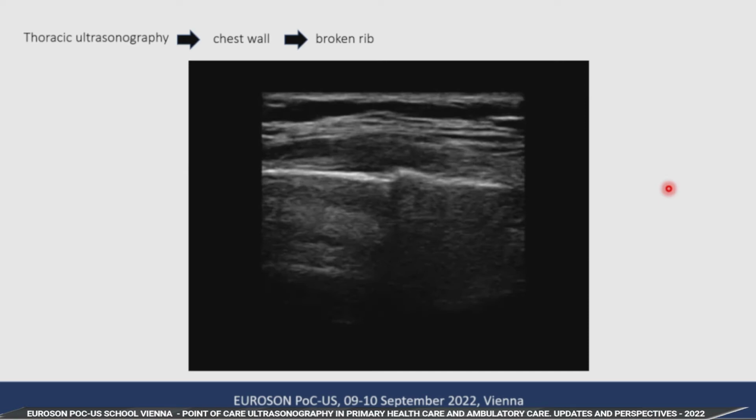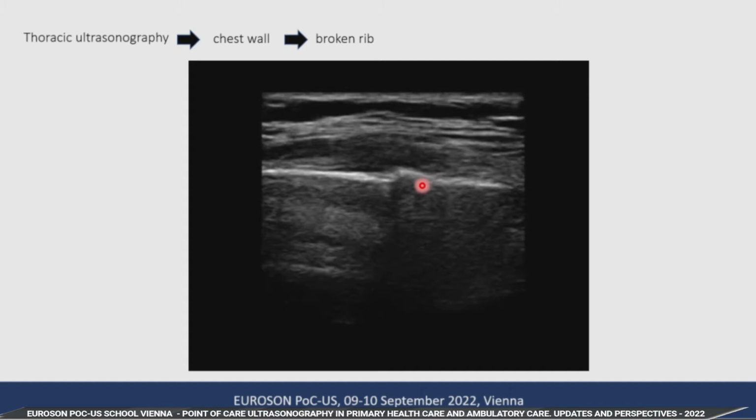Doctor, I had a fall, somebody hit me, and I have a pain over there. So what are you doing? You're just putting a probe where the pain is. And now you can see that there is a rib and there is discontinuation of the rib, and the rib was broken. So you are the primary physician. You have a patient who had a fall, for example, and you already found a broken rib.